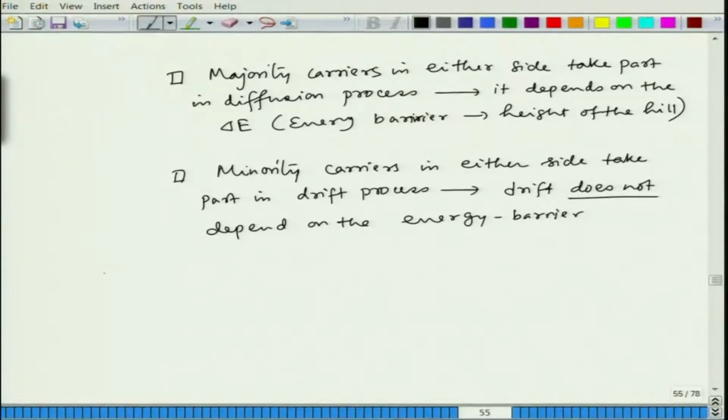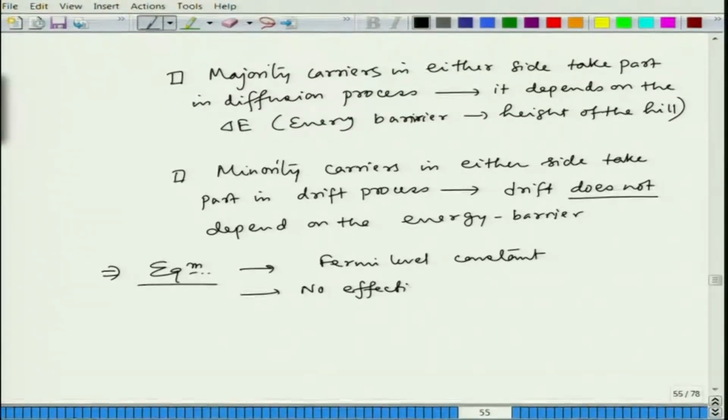Now, still we have talked about equilibrium, and that is why we have kept the Fermi level constant. Okay. So, under equilibrium we do not have any effective current, right. So, no effective current.